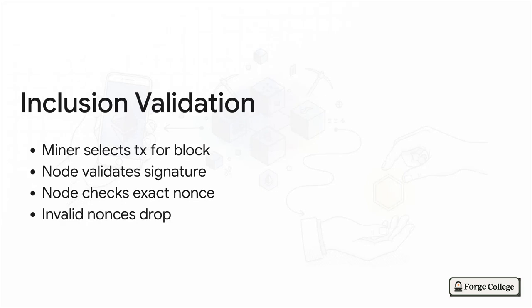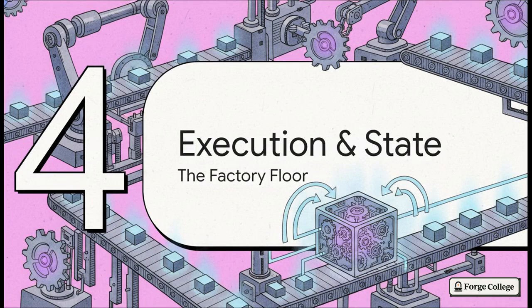Inclusion is the ultimate strict gatekeeper. When a miner picks up your transaction, the node checks the signature and checks that nonce. If your transaction claims to be nonce 7, but the network expects an 8, or maybe a 6, boom, rejected. If your nonce doesn't match the expected sequence exactly, your transaction is dropped from the block candidate entirely, no exceptions. But let's be optimistic and assume you got the nonce right.